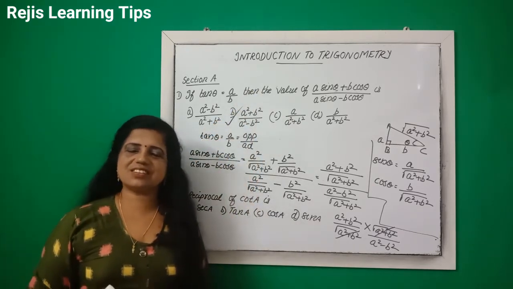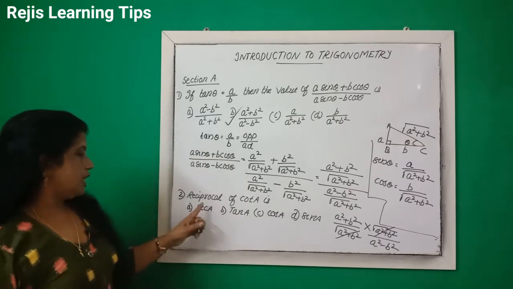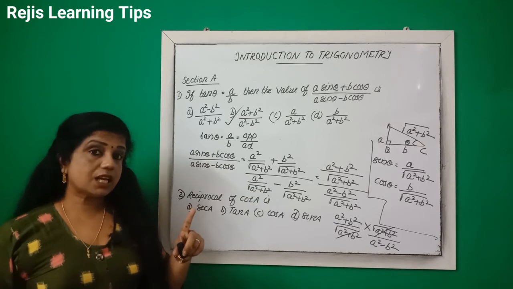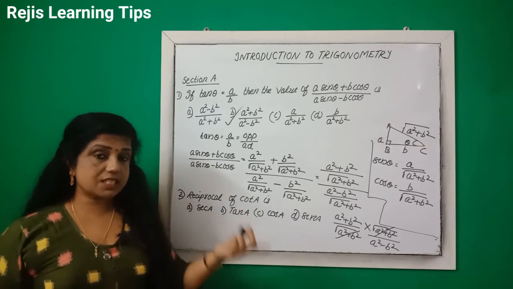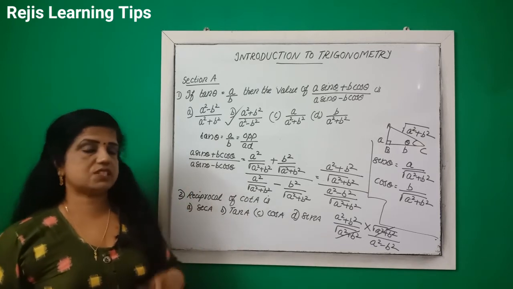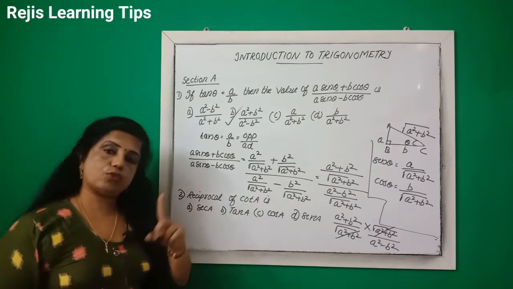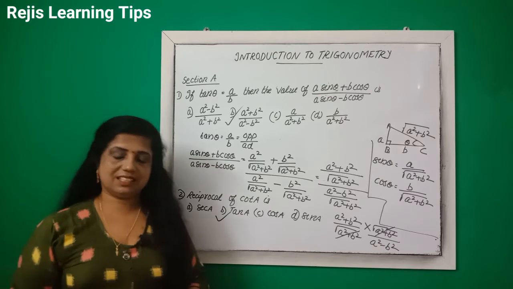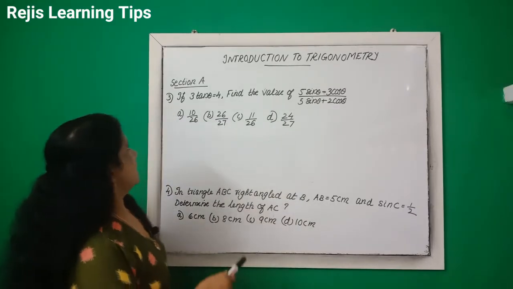Okay, understood? Then we can see the next problem. Reciprocal of cot A. Cot A means adjacent side divided by opposite side. So reciprocal of cot A, that is tan A. So option B. Okay.